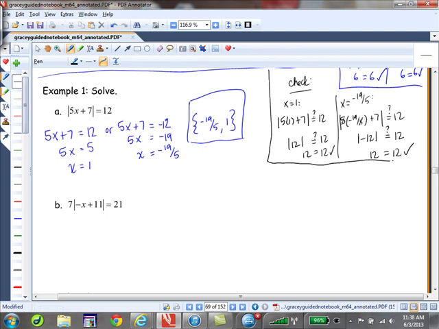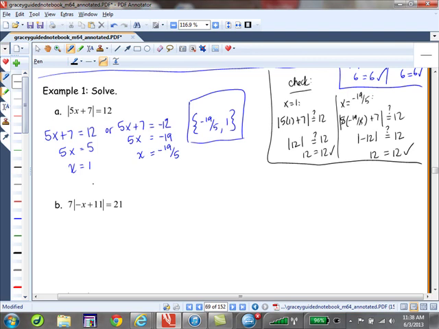Now notice I'm solving this using the algebraic processes and rules for absolute value equations. I am not plugging in random numbers and checking. Checking at the end is okay to make sure your answers worked out, but I want you to follow these processes. I don't give any partial credit for guess and check. Okay, so here we go.